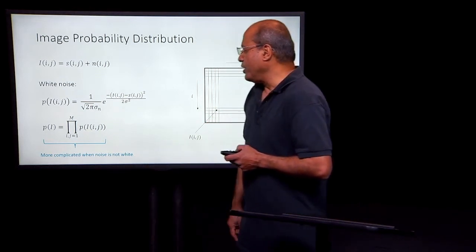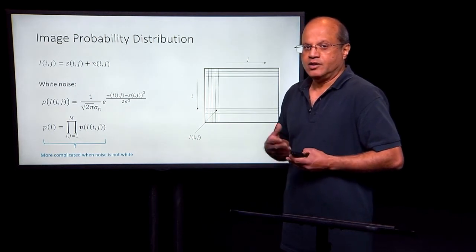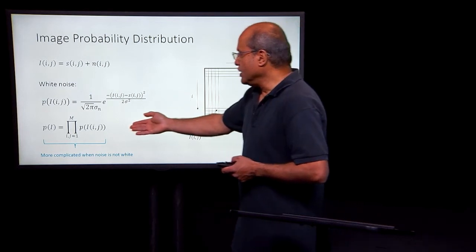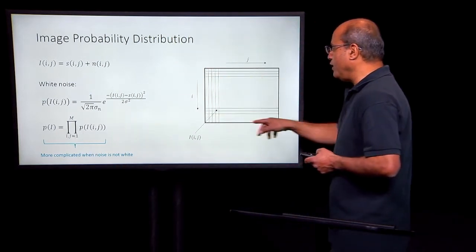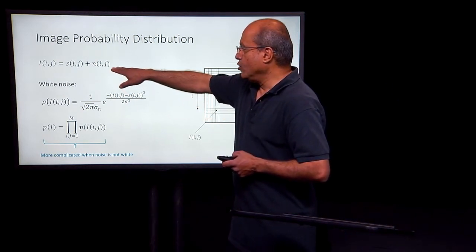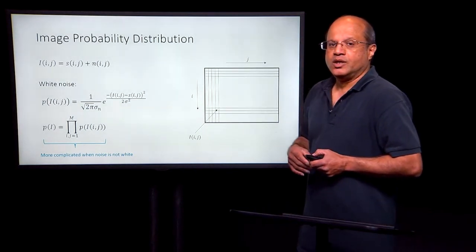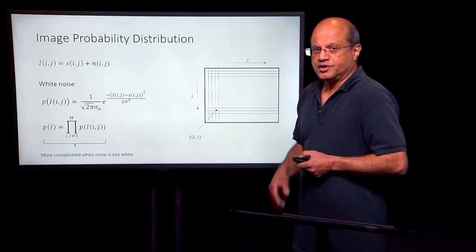That gets more complicated when noise is not white, but we're not going to deal with the complicated case in the course of these lectures. We'll just always assume noise is white. This tells you the probability density of the entire image, given that the signal is deterministic and noise is random. That's the model we're going to use in a subsequent lecture to derive a reconstruction algorithm.